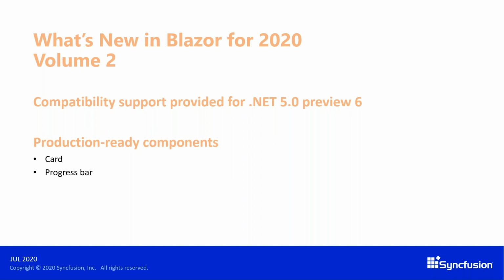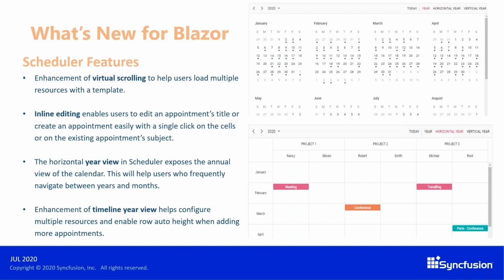We majorly focused on streamlining our components, and we made some of the components production ready, card and progress bar. We also provided compatibility support for .NET 5.0 Preview 6. Let's dig into some of the component features that we provided in the last release.